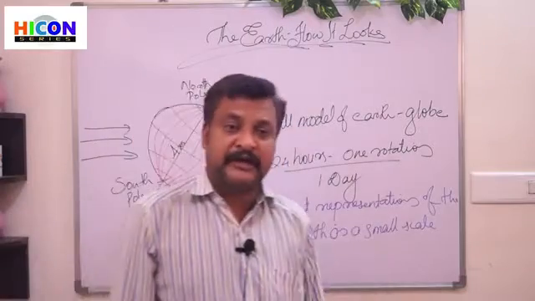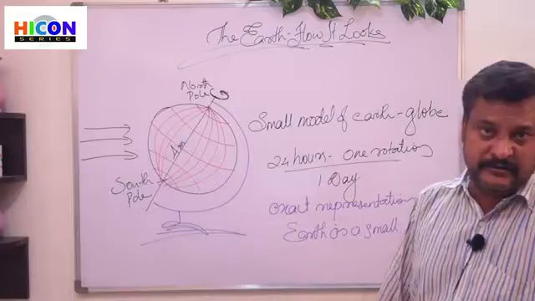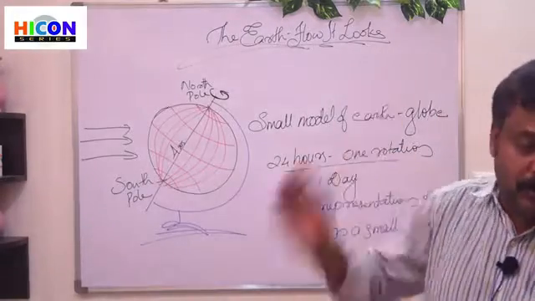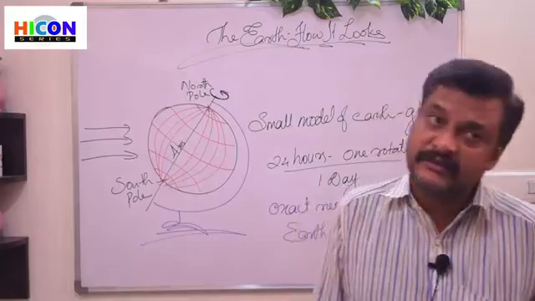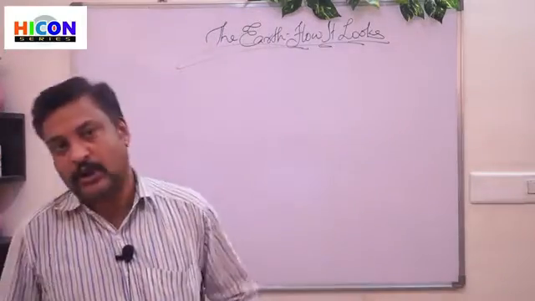So what do you mean by a globe? A globe is a small model of the earth which has exact representations of all the features that we have on this earth. Right? Okay, now I'll show you a globe.